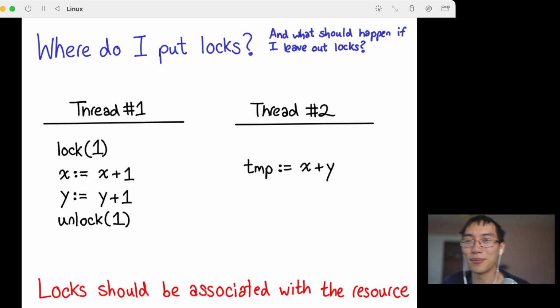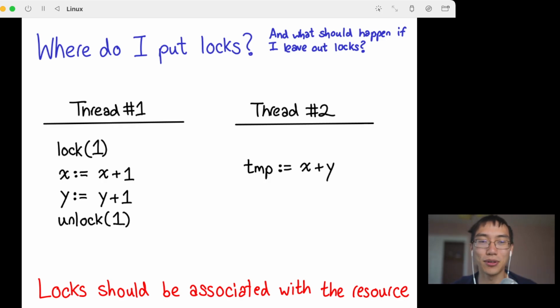So let's look at a few problems. One question that arises when you tell some poor unsuspecting programmer, hey, I need you to make your code concurrent, go add some locks, is they'll be like, okay, where do I put the locks, right?